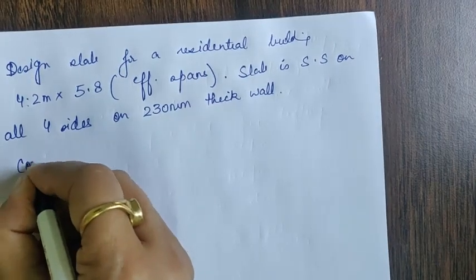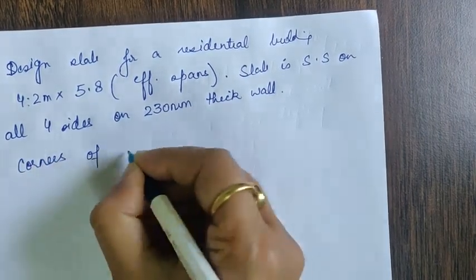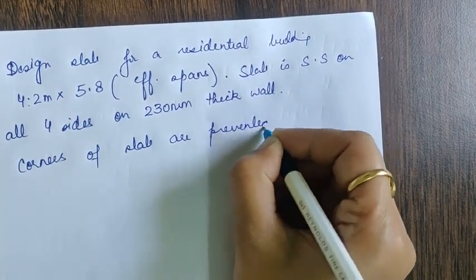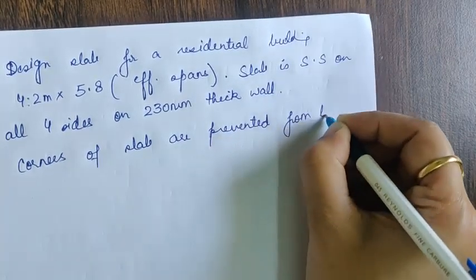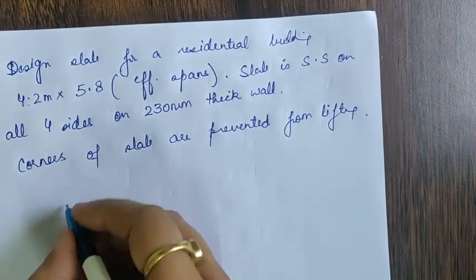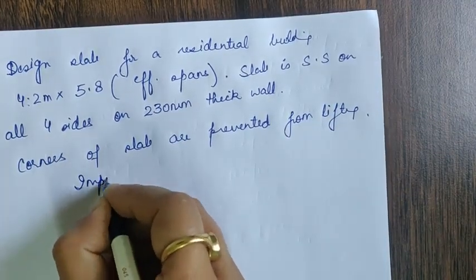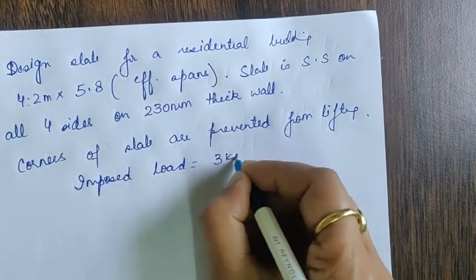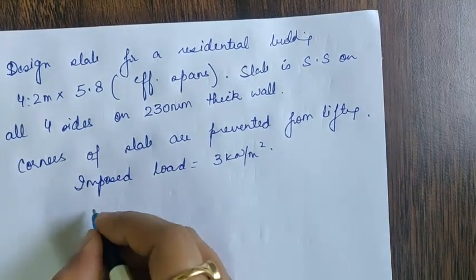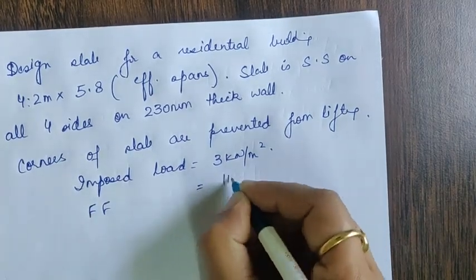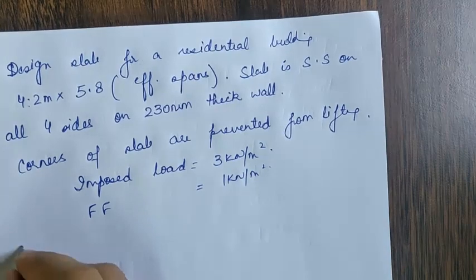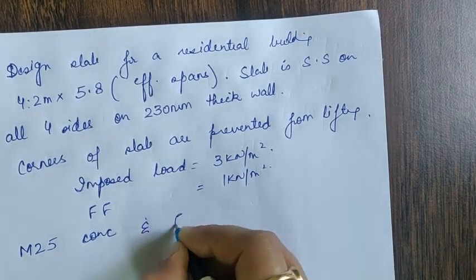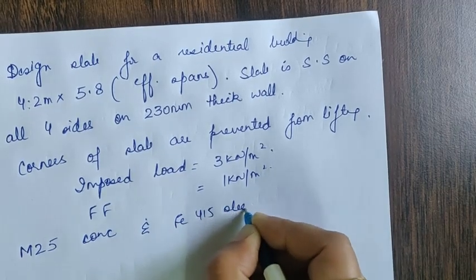The corners of the slab are prevented from lifting. Let us assume that the imposed load on the slab is 3 kilonewton per meter square and the floor finish load is 1 kilonewton per meter square. Let us say we are using M25 concrete and Fe415 steel for the slab.